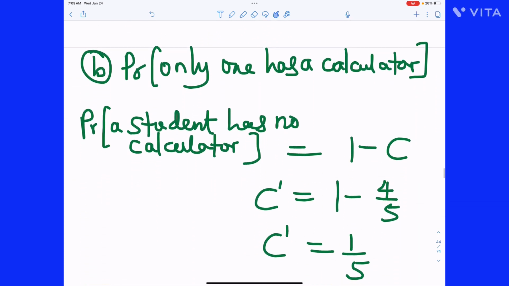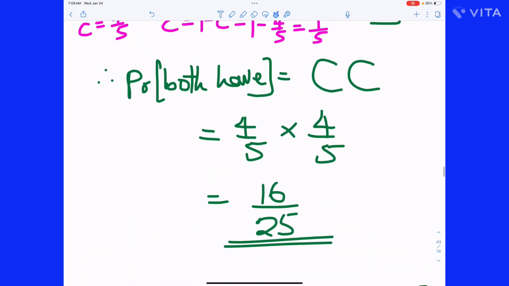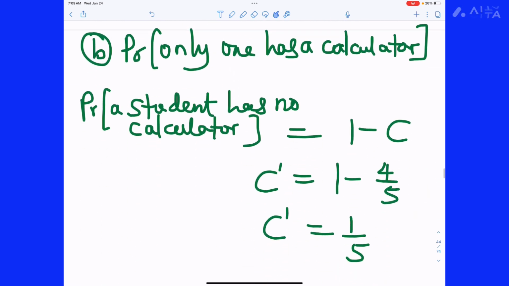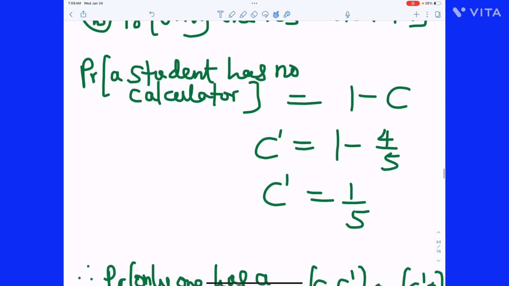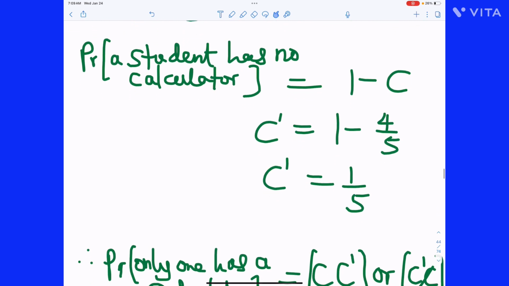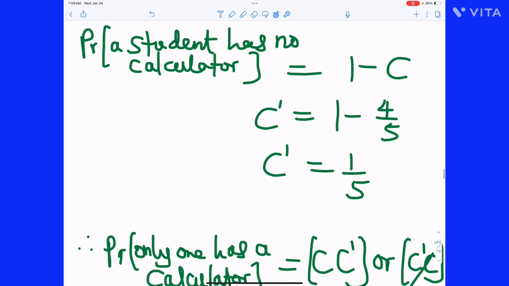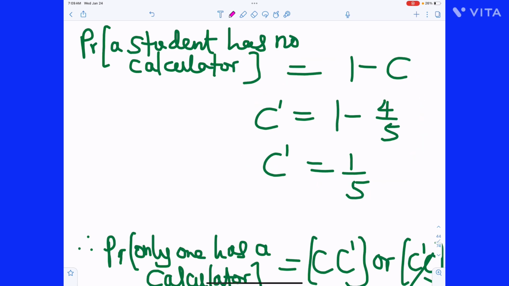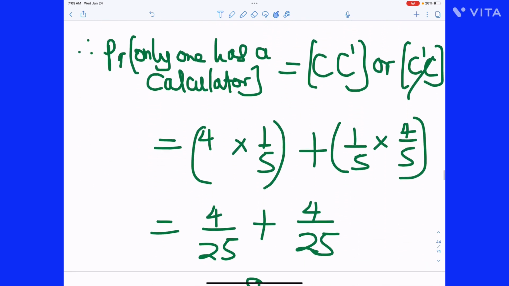The probability that only one of them has a calculator, that one is pretty different, but although it's simple. I've written this down there too. We don't need this here anymore. Okay. Probability that only one of them has a calculator is the same as probability that the first one has. Okay, I've done the calculation of probability of a student not having a calculator here, so you can see that.